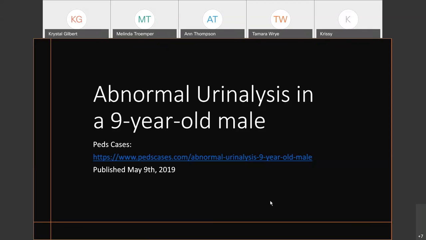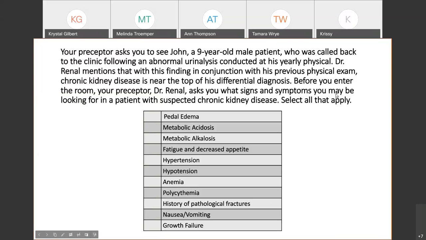So next is the abnormal urinalysis in a 9-year-old male. Your preceptor asked you to see John, a 9-year-old male patient who was called back to the clinic following an abnormal urinalysis conducted at his yearly physical. Dr. Renal mentions that his findings in conjunction with his previous exam, chronic kidney disease is near the top of his differential diagnosis. Before you enter the room, your preceptor, Dr. Renal, also asks you what signs and symptoms you may be looking for in a patient with suspected chronic kidney disease. So what would you think?